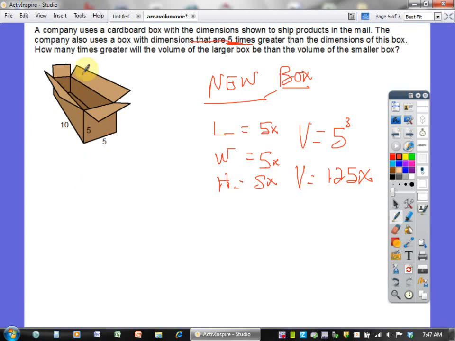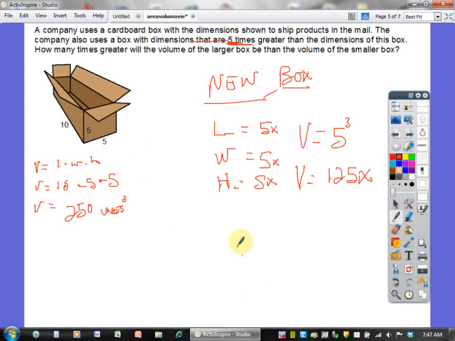Now we can go ahead and show and prove that. Let's find the volume here real quick. Volume equals length times width times height. Volume equals 10 times 5 times 5, and volume equals 250. And the unit, gosh, it doesn't say, so this is units cubed.